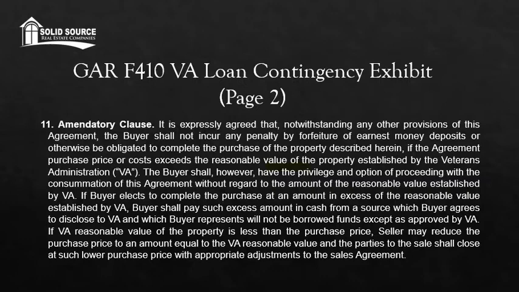If buyer elects to complete the purchase at an amount in excess of the reasonable value established by the VA, buyer shall pay such excess amount in cash from a source which buyer agrees to disclose to VA, and which buyer represents will not be borrowed funds except as approved by the VA. If VA reasonable value of the property is less than the purchase price, seller may reduce the purchase price to an amount equal to the VA reasonable value, and the parties to the sale shall close at such lower purchase price with appropriate adjustments to the sales price."